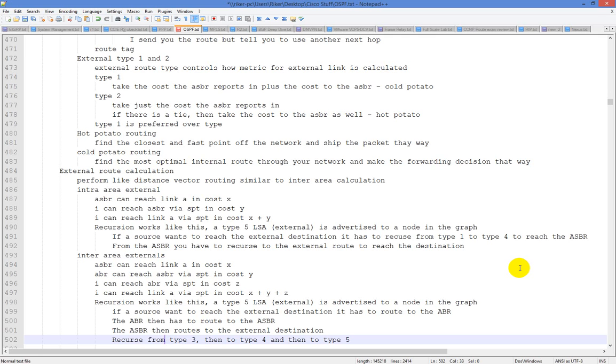So now that I've laid all that foundation down, we're going to go into the next video with a multi-area implementation. I'm going to show you guys how to do the recursion, and then we're going to take a look at setting up virtual links for a non-directly connected backbone, and we'll talk about how that works. And then let me bring up our diagram real quick.